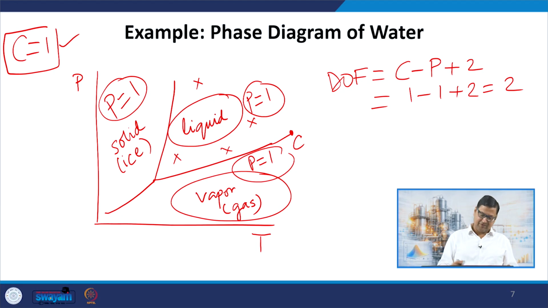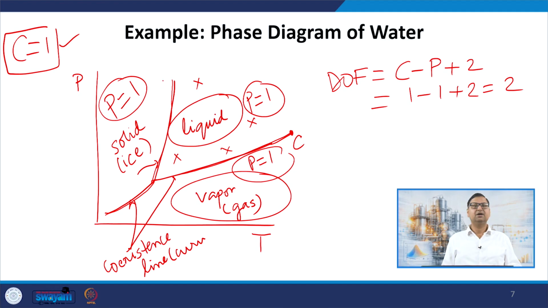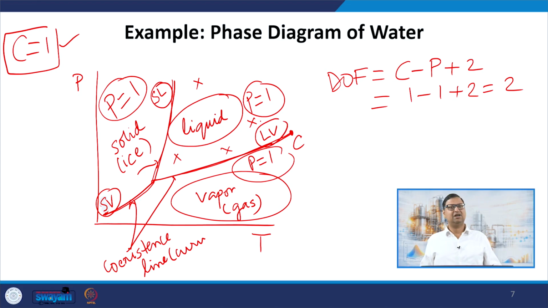But then if I am, let us say, lying on one of these lines, they are referred to as coexistence lines, coexistence curves, right. So, all of them are coexistence curves, right. This one is the solid liquid coexistence line, this one is the solid vapor coexistence line, and this one is the liquid vapor coexistence line, right. The solid liquid line is also called a freezing curve, solid vapor is also called the sublimation curve, and liquid vapor is also called the boiling curve, right? But that's besides the point. What this means is that there are two phases in equilibrium here, right?